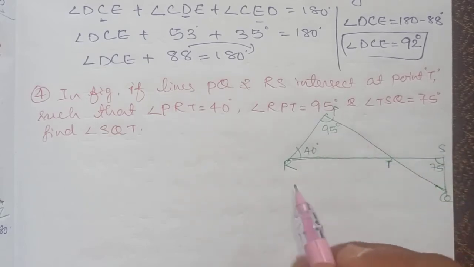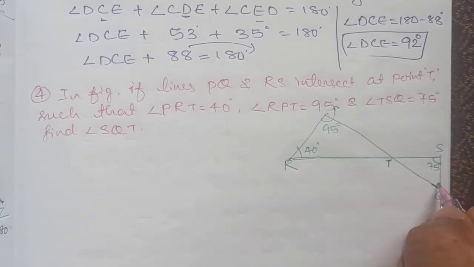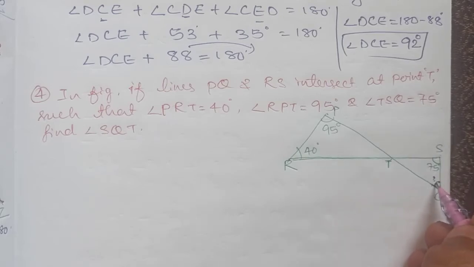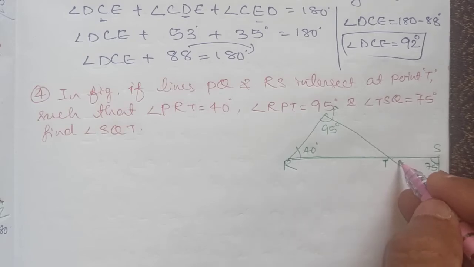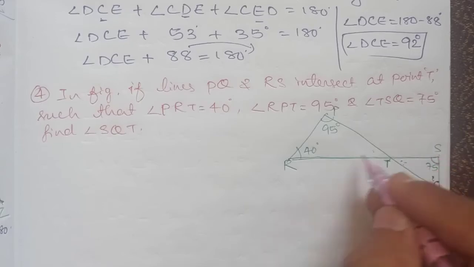The values are given for the diagram. Find angle SQT. We have to find out this angle. To find it, we have two values from this triangle, but we don't have this value. So first of all we will find this one, and these two angles will be equal because they are vertically opposite angles.